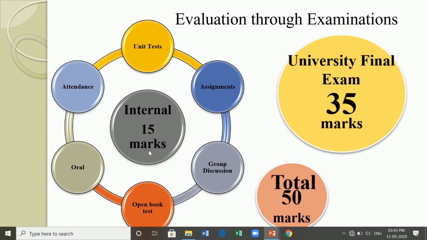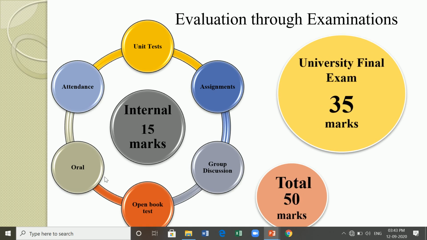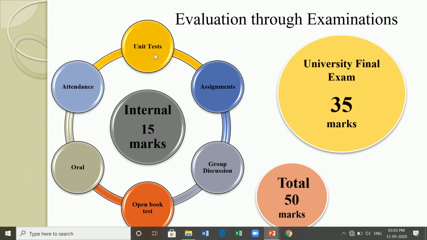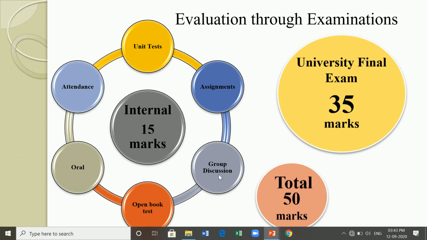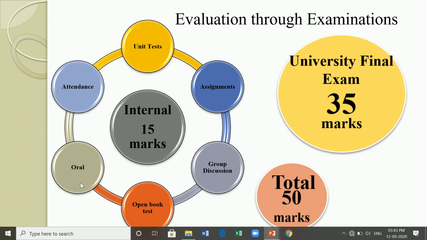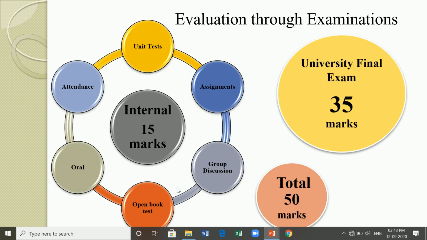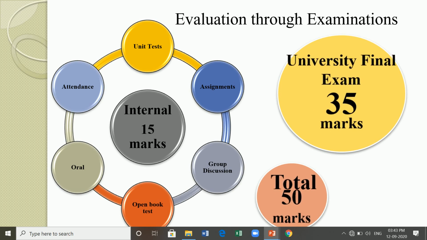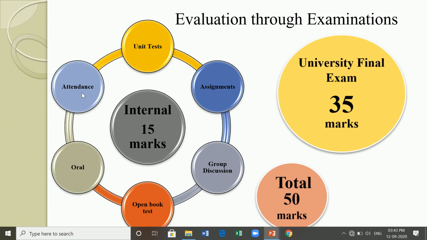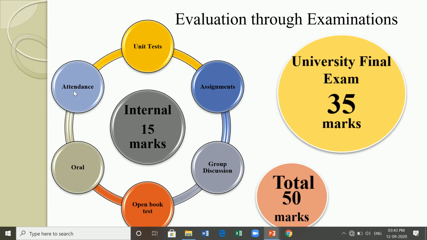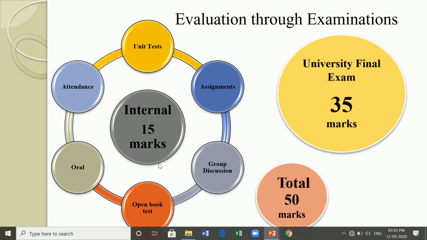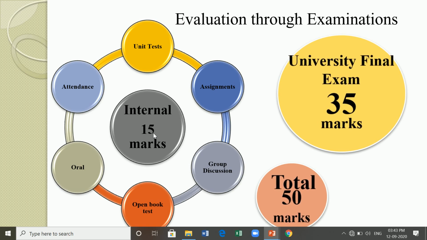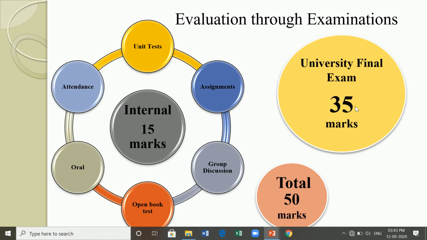So internal assessment can be done using different kinds of tools. I am going to conduct a unit test, a few assignments, then group discussion, open book test, and oral. All these are the different methods we are going to use for assessment of the internal marks, and attendance at each and every lecture is also important. So all these different tools can be considered for finalizing the internal marks of the total 15 marks.